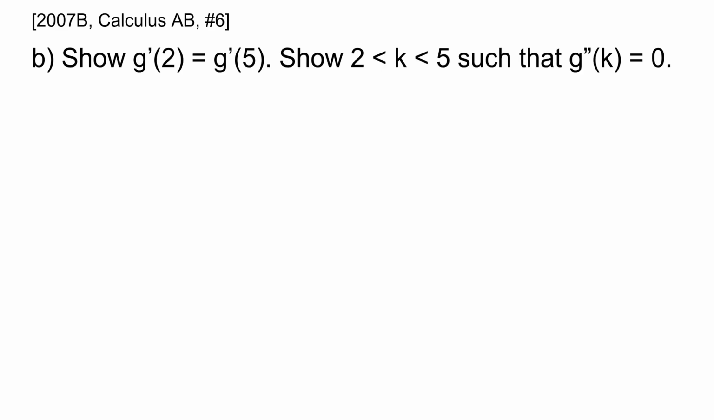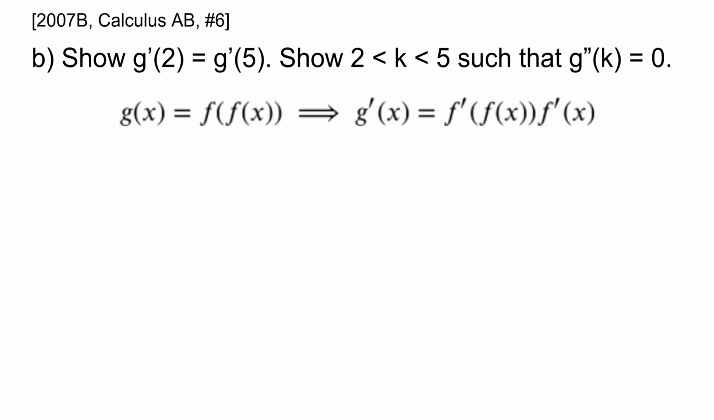In part B of this question, we are asked to show that g prime of 2 equals g prime of 5, and to show that there is a value of k between 2 and 5, such that g double prime of k is equal to 0. g of x equals f of f of x implies that the derivative of g is f prime of f of x times f prime of x.